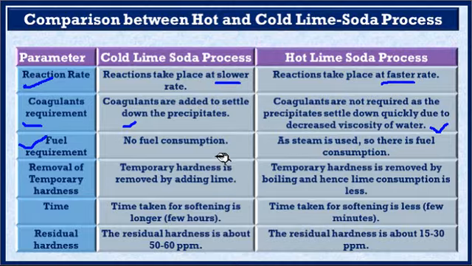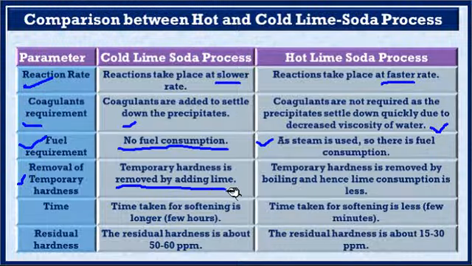Third parameter is fuel requirement. In the cold lime soda process, the reactions are carried out at room temperature, so no fuel consumption. While in the hot lime soda process, to maintain the high temperature, fuel is required. Next parameter of comparison is removal of temporary hardness. In the cold process, temporary hardness is removed by adding lime, while in the hot process, temporary hardness is removed by boiling because it is carried out at high temperature and hence lime consumption is less.